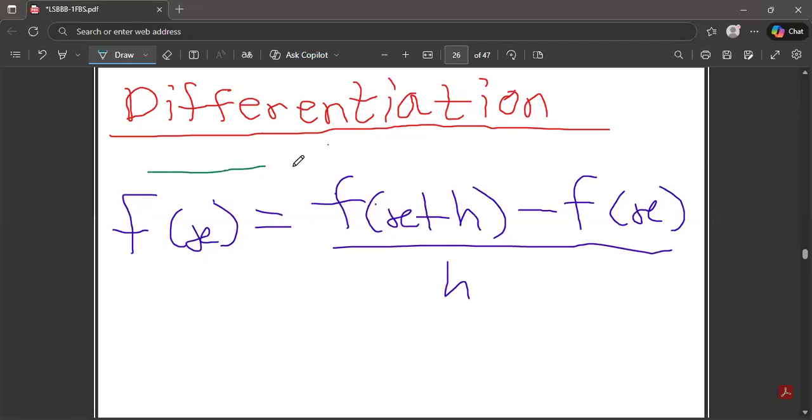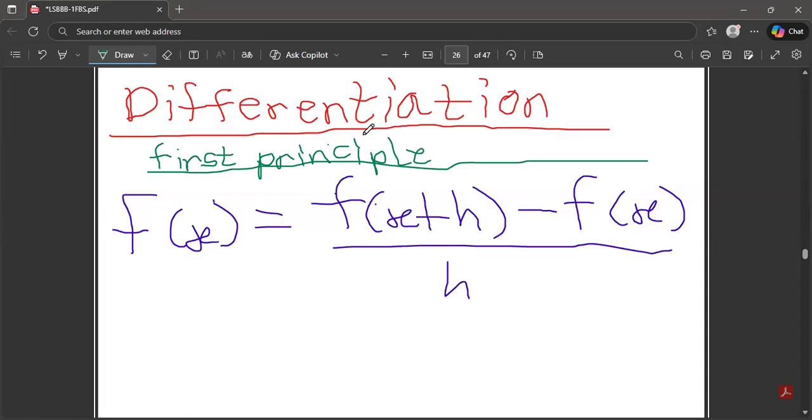So let me write over here. I denote it as the first principle of differentiation. This is the first principle of differentiation. Please, you have AI. You can ask AI now on your phone: who discovered differentiation? And let's see the answer AI will give us.